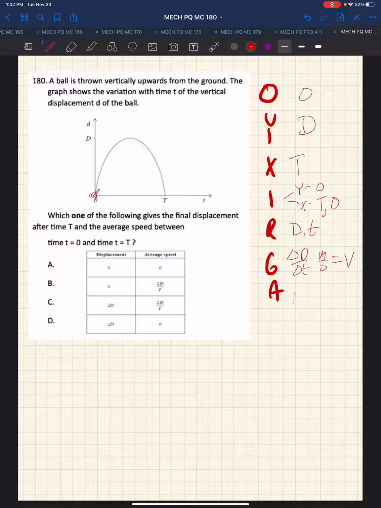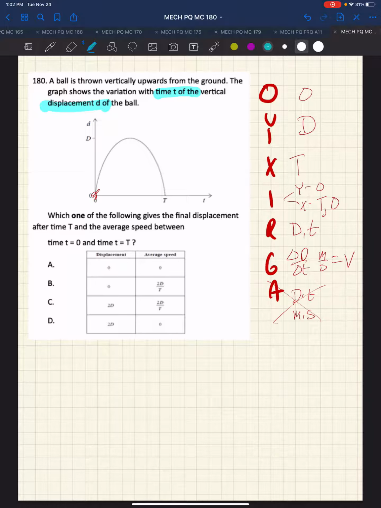The area would be d times t. So meters times seconds, meter-seconds. So that's not a quantity that we would look for. So the ball is thrown vertically upwards. The graph shows time and displacement. So indeed it is distance or displacement against time.